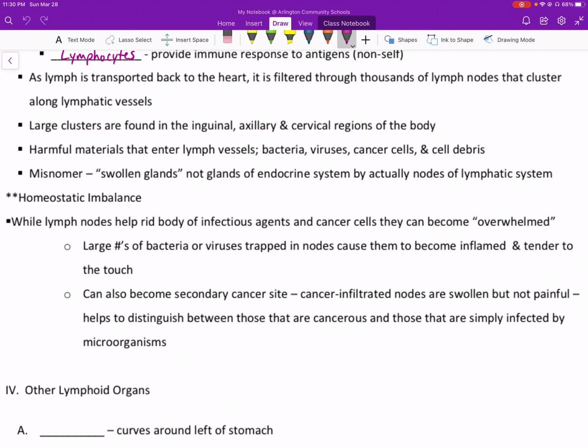So a misnomer is swollen glands. These are not glands of the endocrine system, or in this case, the hormones. These are nodes of the lymphatic system. For instance, if you have strep throat, you feel your tonsils are swollen. That is part of the lymphatic system, not the endocrine system.